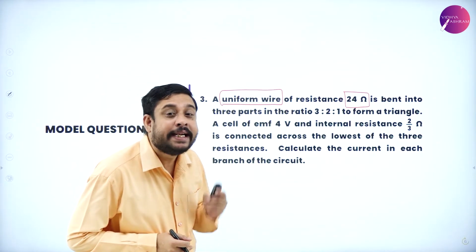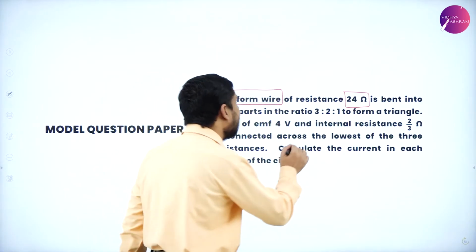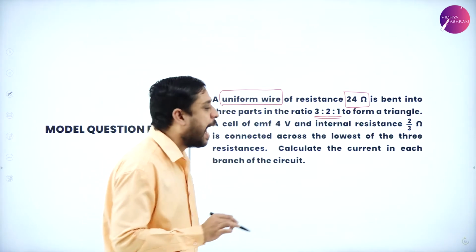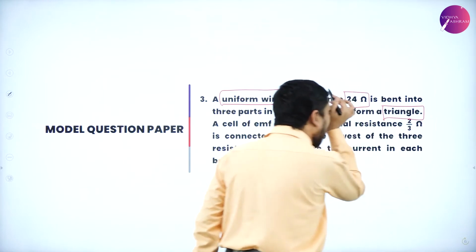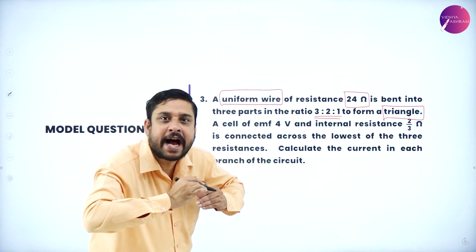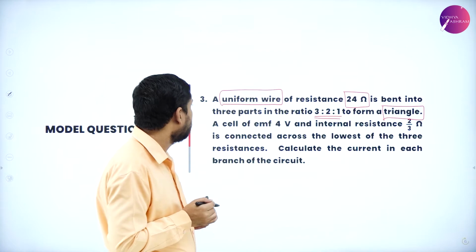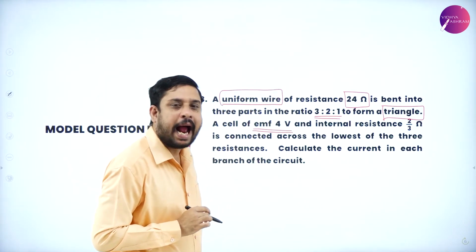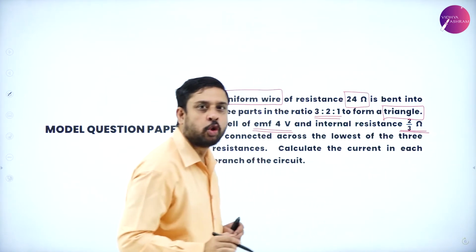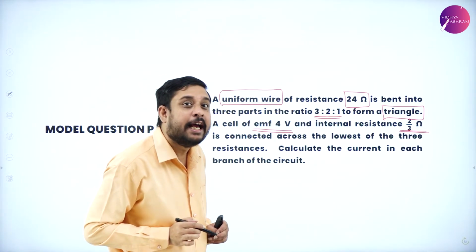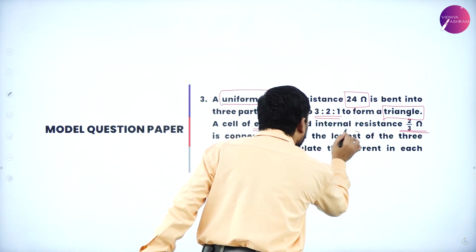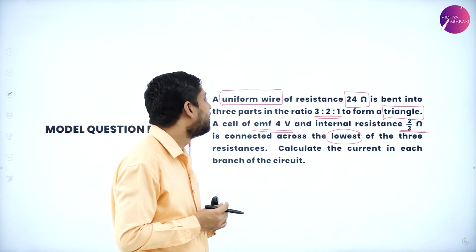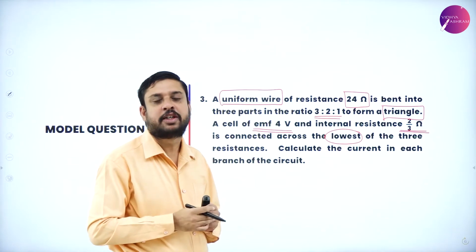The wire is bent into three parts in the ratio 3:2:1, so that it forms a triangle. So the wire is modified as a triangle. A cell of EMF 4 volts and internal resistance 2/3 ohm is connected across the lowest of the three resistances. Calculate the current in each branch of this circuit.